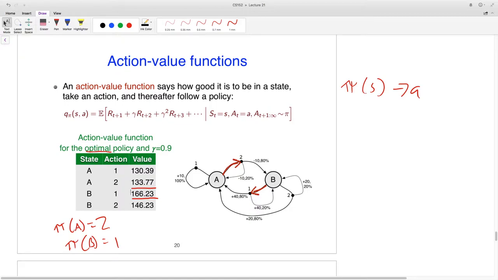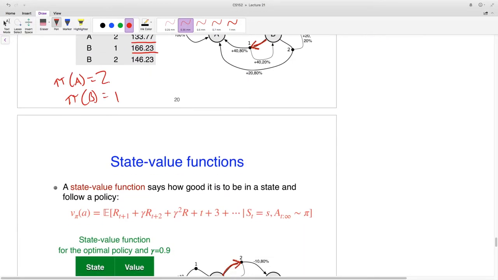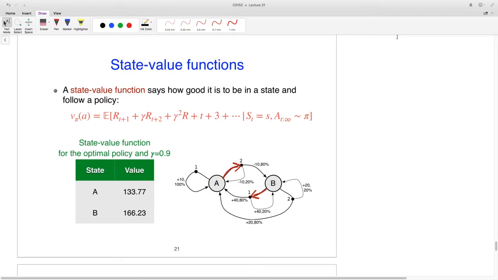Okay. There's another value function, which is the state value function. So the state value function just says, if you're in a given state, what's the value by following your policy? So this is V for value with a given policy. And that is the expected value, again, of the same set of rewards, given we're in this state, and from now on, including this time, we follow our policy.